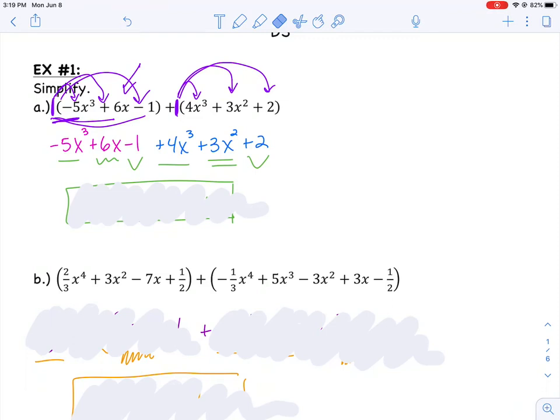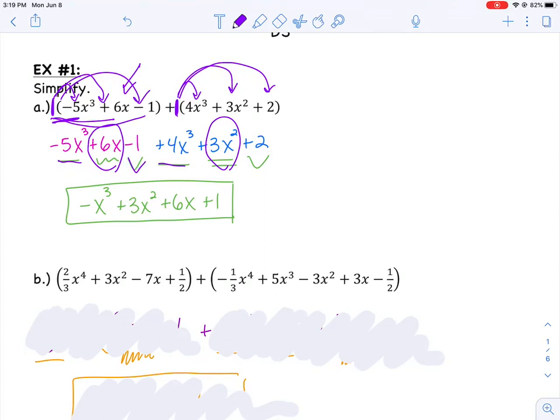Remember, they have to be the same variable with the same exponent in order to be considered like terms. So I'm going to go in standard form and look for my highest degree first, which is my x cubed. I have a negative 5x cubed and a 4x cubed, and I should be able to combine those by adding my coefficients together, and I end up getting a negative 1x cubed. It looks like I only have one x squared here, so the 3x squared doesn't have any like terms, so I'm going to take that positive 3x squared and just drop that down. It looks like I don't have any like terms for my 6x, so I'm also going to take that positive 6x and just drop it down.